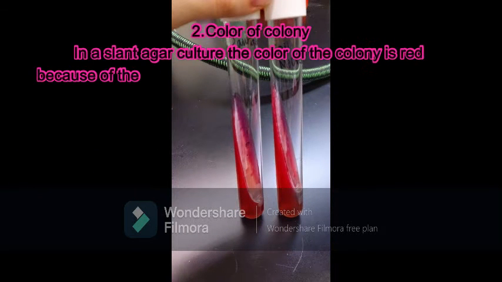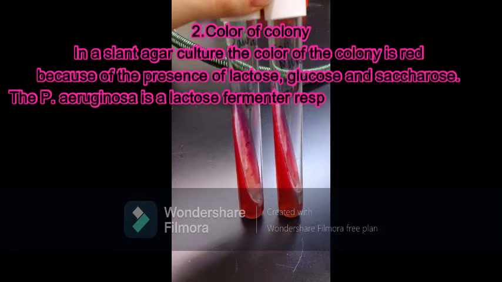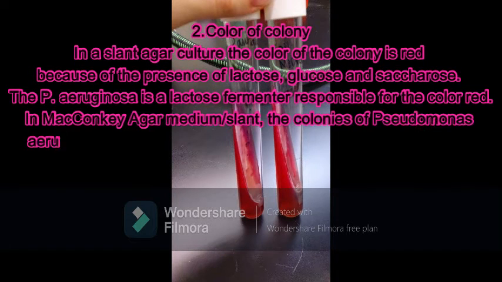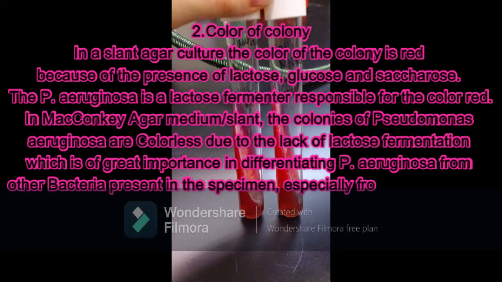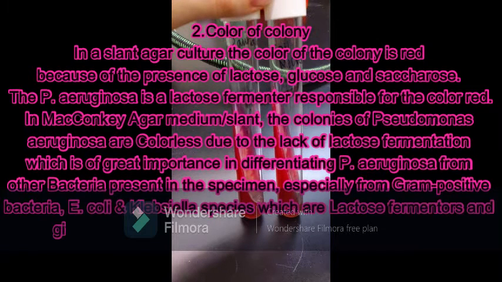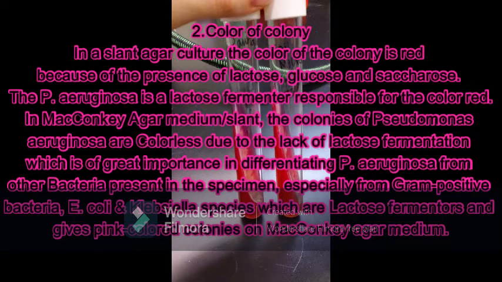And for the color of the colony, as observed in a slant agar culture, the color of the colony is red because of the presence of lactose, glucose, and sucrose. The P. aeruginosa is a lactose fermenter, responsible for the color red.